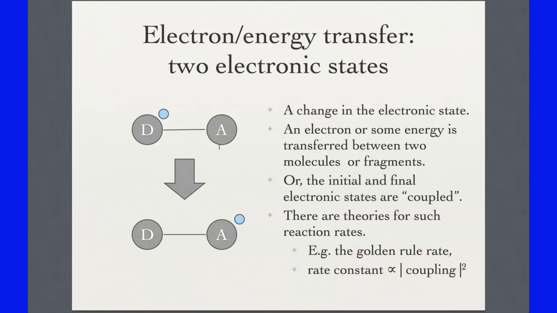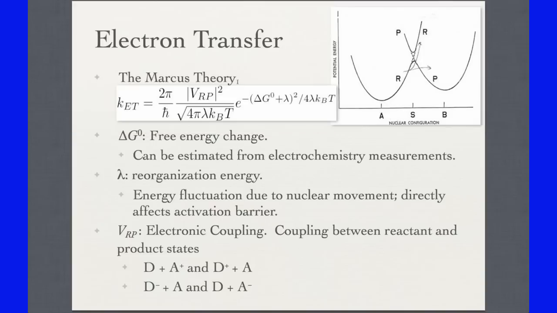And for the rate of transferring between these states, there exist theories for such reaction rates. For example, the simplest one being the golden rule rate. And one characteristic is you can see that the rate constant is proportional to the electronic coupling amplitude squared. Just to name one example, in the field of electron transfer, of course, you can name the Marcus theory, and it is derived based on the golden rule concept. Again, you see this important amplitude squared for the electronic coupling. And of course, the free energy change and another important parameter called reorganization energy are both involved in the rate. But these are not the focus of today's talk. Instead, we are going to tell you our method, which can allow you to calculate this electronic coupling factor.